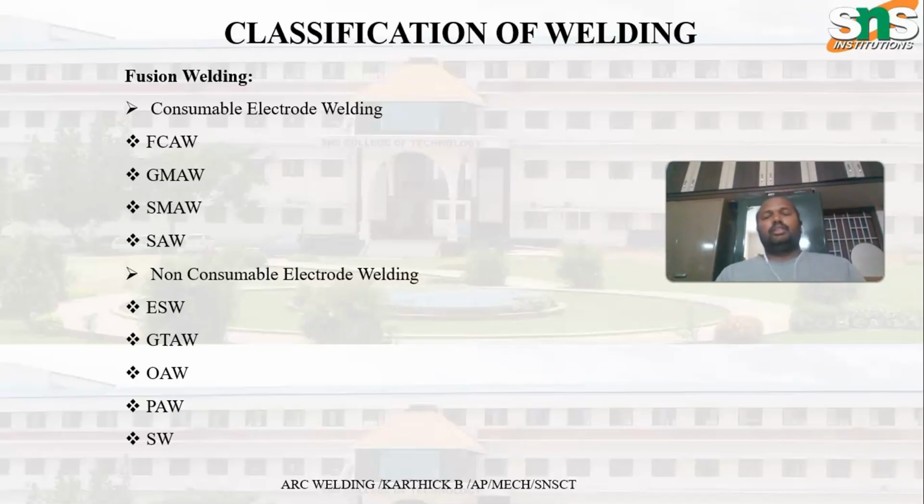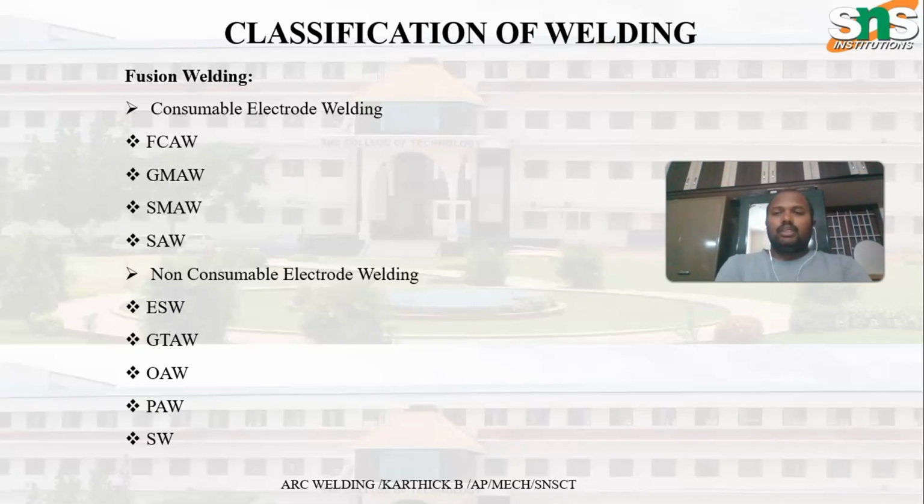So here you can easily classify into two types based upon the electrode usage. One is consumable electrode welding, another one is non-consumable electrode welding, right? In the consumable electrode welding process there are four types. The first one is flux cored arc welding, that is FCAW. Second one is GMAW, that is gas metal arc welding. The third one is SMAW, that is shielded metal arc welding, which is known as arc welding in general.